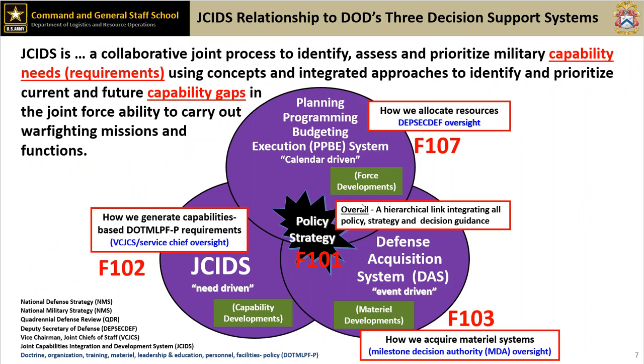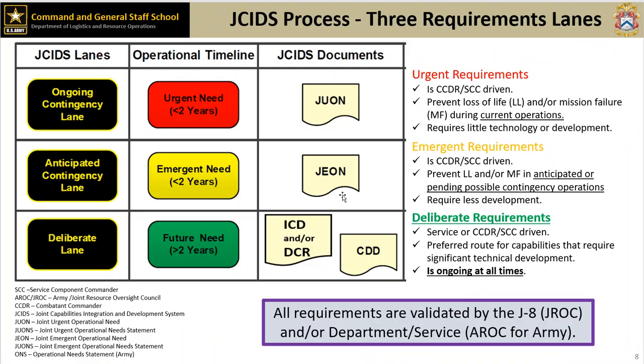JCIDS is part of the three primary decision support systems. It's how we sort out requirements and capabilities. DAS for material, PPBE for budgeting and managing the entire enterprise. Three requirements lenses based on urgency, and then the driving documents that generate the requirements. So three different ways to respond to those needs. Validated by J8 and the JROC, or at the department service level by the AROC. How you get stuff.